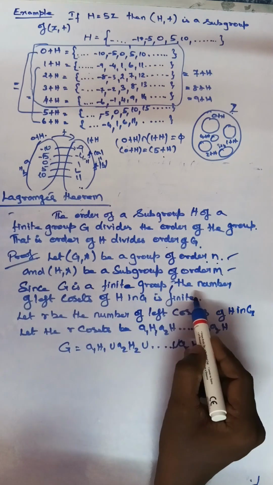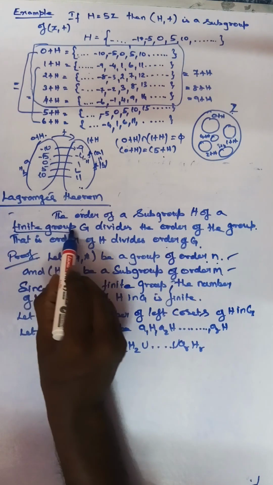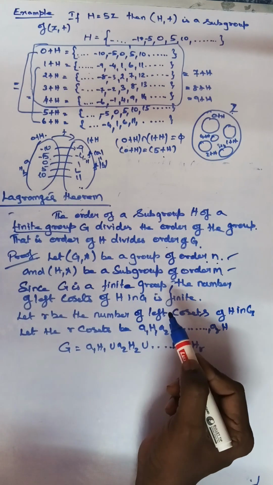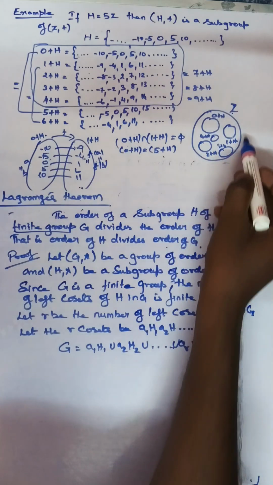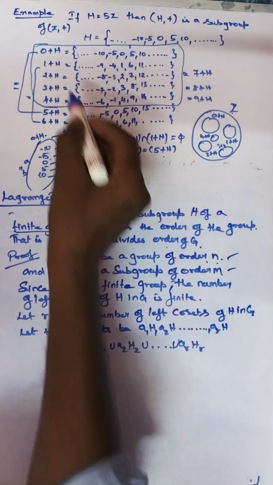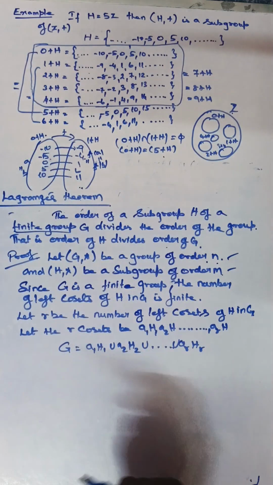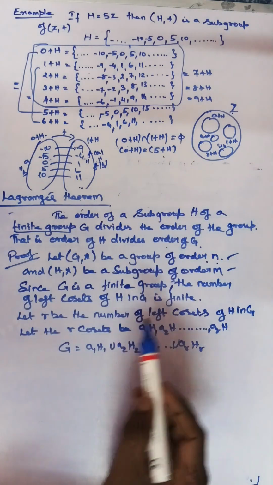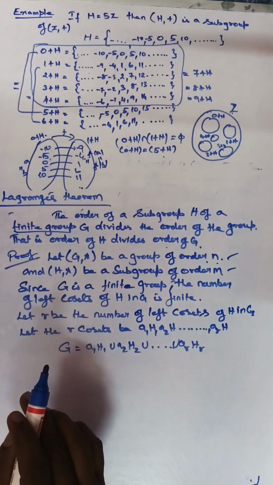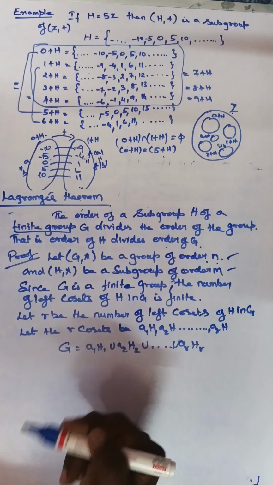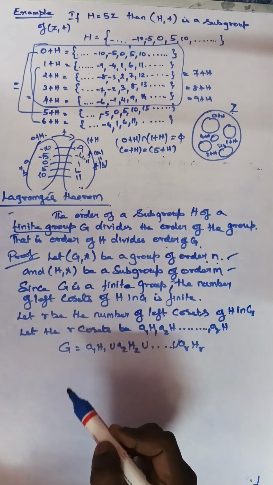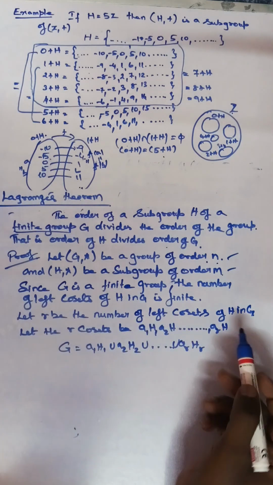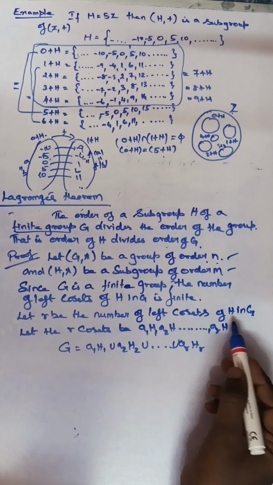Since G is a finite group, the number of left cosets in G is also finite. In the earlier example we took the general form with infinitely many elements, but here we define G as a finite group, so the left cosets are also going to be finite. Let r be the number of left cosets of H in G.